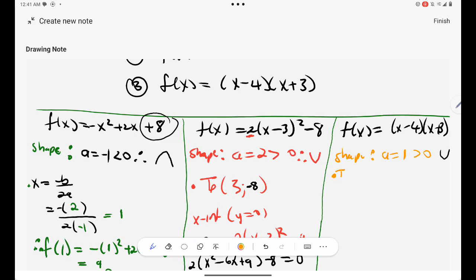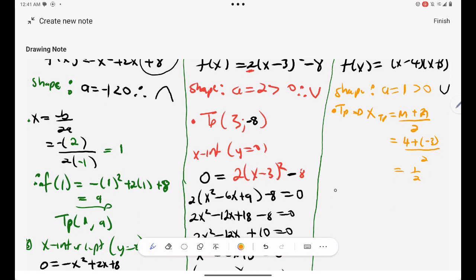And then for me to find the turning point, number 2, I must find the x value at the turning point. I said it's the average of the x-intercepts, and the average of the x-intercepts will give me the x value at the turning point. The x value is 4 plus a negative 3 all over 2. This thing will give me 1 over 2.